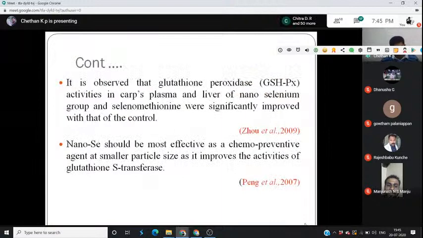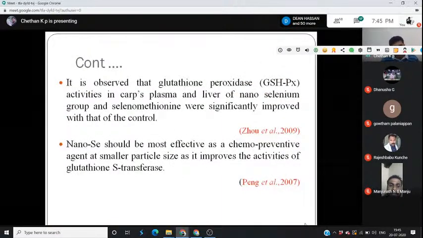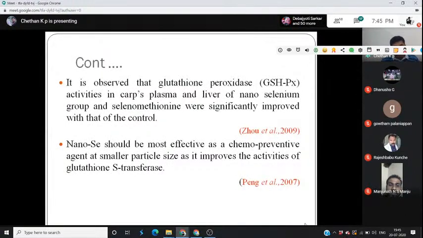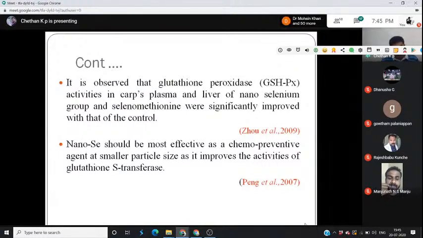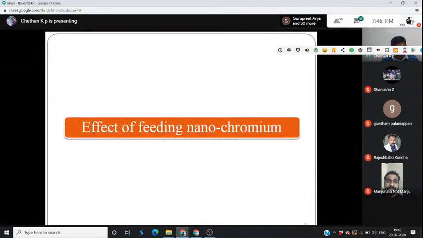They have also done another study. They observed that glutathione peroxidase activities in carp, that is a fish, in plasma and liver of the nano selenium group and selenomethionine, an organic source, were significantly improved compared with the control. So organic and nano are performing better than the control. Another study showed nano selenium to be most effective as a chemopreventive agent at smaller particle size, as it improves the activities of glutathione S-transferase. So even immune boosting activity is better when you supply selenium as nano selenium.